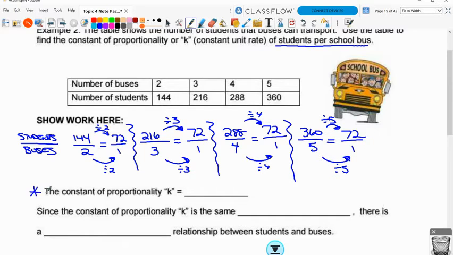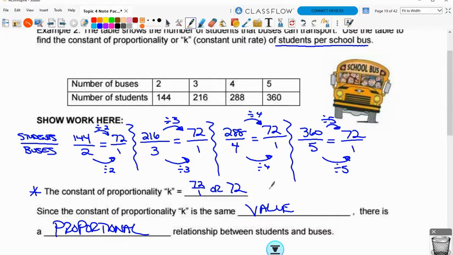This value right here is your constant of proportionality, k. K in each case was 72 over 1 or just 72. 72 over 1 is equal to 72. Since the constant of proportionality k is the same value, okay, we got the same value for k in each example that we did, there is a proportional relationship. Okay, there is a proportional relationship in this example. When you get the same constant of proportionality, the same value of k, again, that shows a constant unit rate.